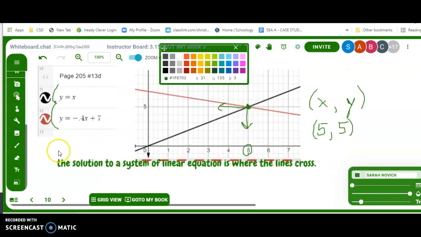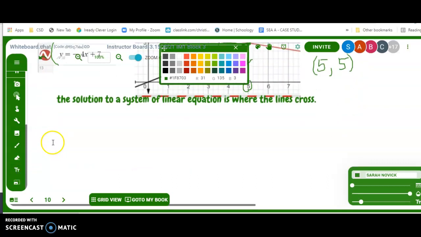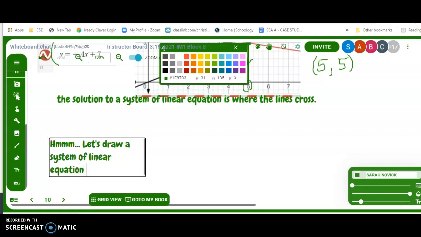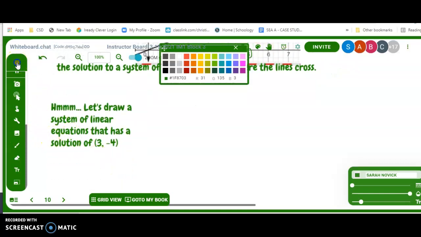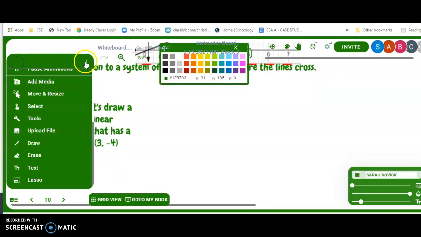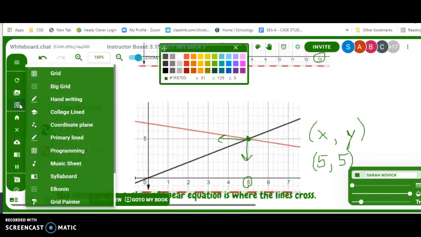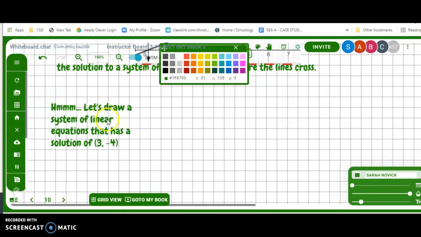Now, let's say we wanted to do another problem. Let's say we said, let's draw a system of linear equations that has a solution of, let's pick some negatives. 3, -4. Okay, and let's make this fancy. Let's go back. Put a grid on here. So let's first think about where is that point 3, -4.